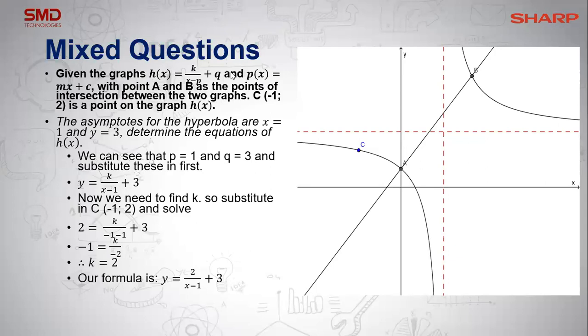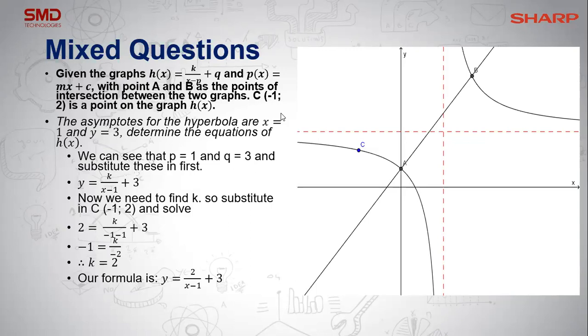So you're given the graph, which is the hyperbola, h of x is k over x minus p plus q, and p of x is mx plus c, with points A and B as the points of intersection between the two graphs. You can see them clearly there. You can see I've used GeoGebra to draw this. So C is negative 1 and 2, and is a point on the graph h of x. Asymptotes for the hyperbola are x is equal to 1, which is this one here, and y is equal to 3, which is this one here. Okay. Determine the equation of h of x.